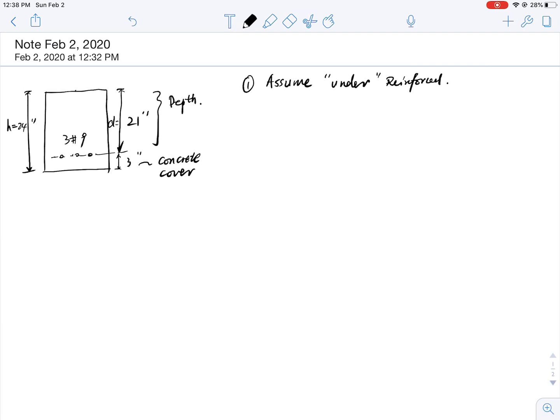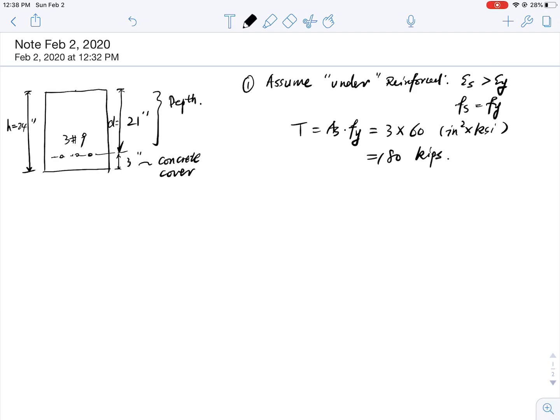Simply saying, the strain in the steel has reached the yield strain, so the stress in the steel reaches the yield strength. If that's the case, then the tension force equals the area of the steel multiplied by the yield strength, which gives you the total tension force equal to 3 multiplied by 60 ksi. So 3 inches square multiplied by ksi gives you 180 kips. You should already have this in your notes. Then we compute the compression force.